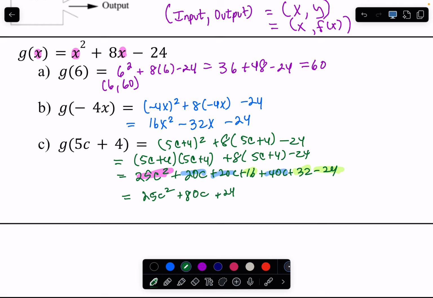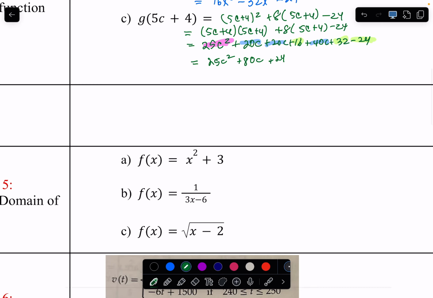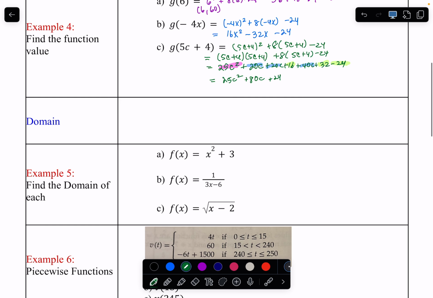Okay. Everybody got those ones down? Okay. So now let's talk about domain. Domain are the set of x's you are allowed to input.